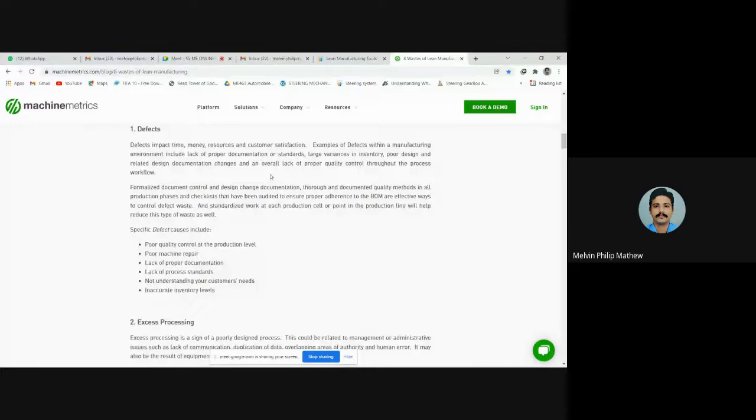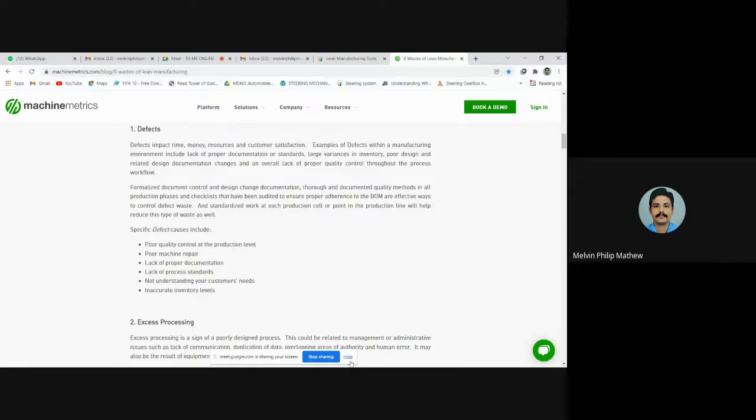Okay. So next was large variances in inventory. These variances occur due to the defects that are present, and defective products are replaced only with proper quality products. So there will be large variances in inventory if defects occur.